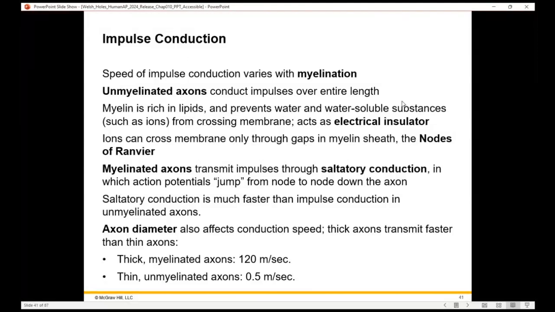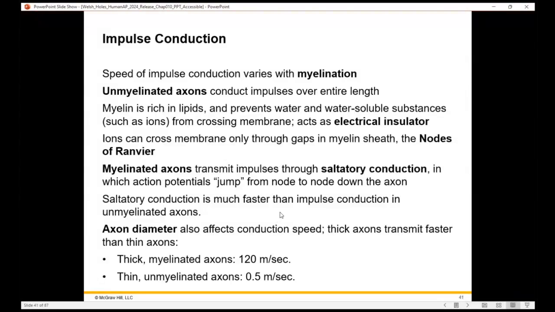Okay, impulse conduction. The speed of impulse conduction varies with myelination. Unmyelinated axons conduct impulses over the entire length. Myelin is rich in lipids and prevents water and water-soluble substances like ions from crossing the membrane. It acts as an electrical insulator. Ions can cross the membrane only through gaps in the myelin sheath called the nodes of Ranvier. Myelinated axons transmit impulses through saltatory conduction, in which action potentials jump from node to node down the axon.